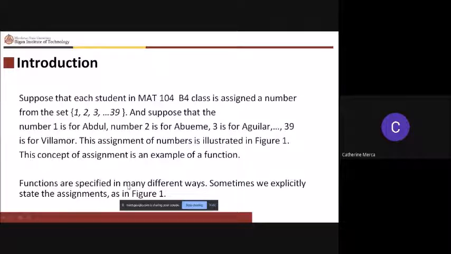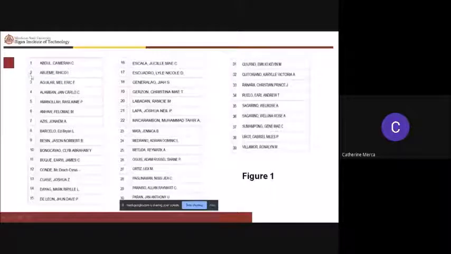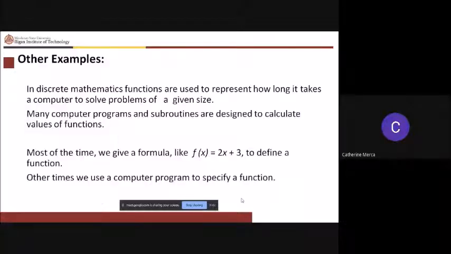So functions are specified in many different ways. Sometimes we even explicitly state assignments as in this figure 1. Ito. So these are your assigned numbers. Abdul is number 1, number 2 for Abueme, number 3 for Aguilar, 4 for Alamban, 5 for Amanola, 6 for Anhao, Aziz, Junaim is 7, and down the line. What are other examples of functions?